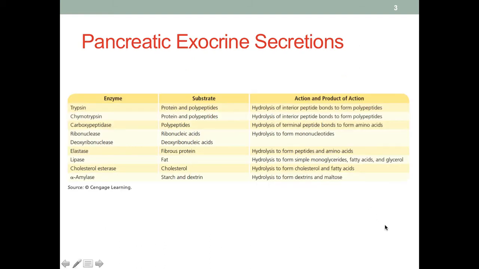This table summarizes the main pancreatic enzymes, their substrates, as well as their action and the products of the action. So the products would be what the hydrolysis of the substrates produces. So this is a good summary to refer to.